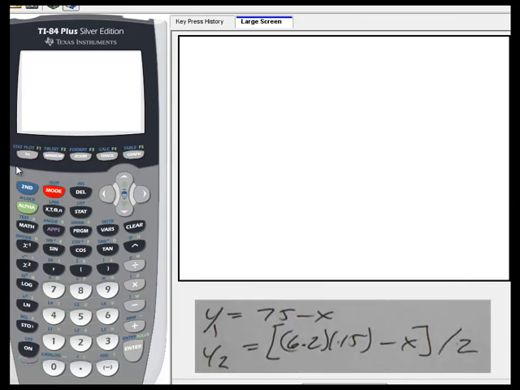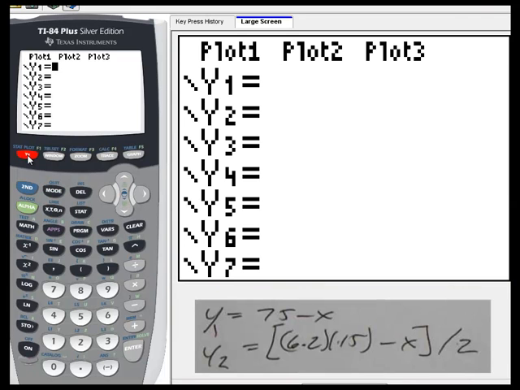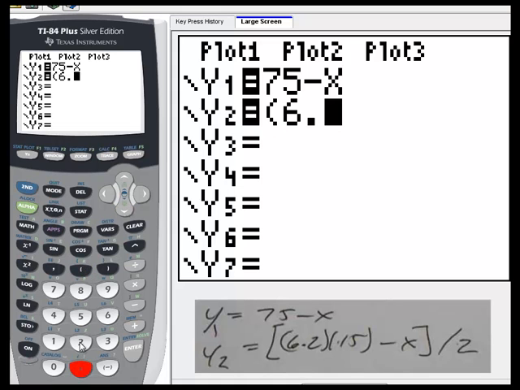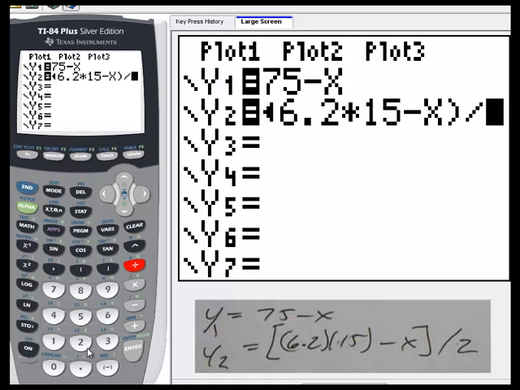Okay, let's go to the calculator. At the calculator, go to the y equals edit screen. Let's put in our y1, 75 minus x. For y2, we have parenthesis 6.2 times 15 minus x, parenthesis, divided by 2.